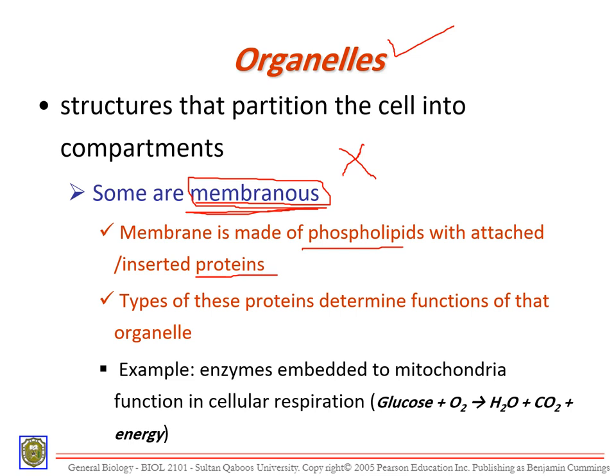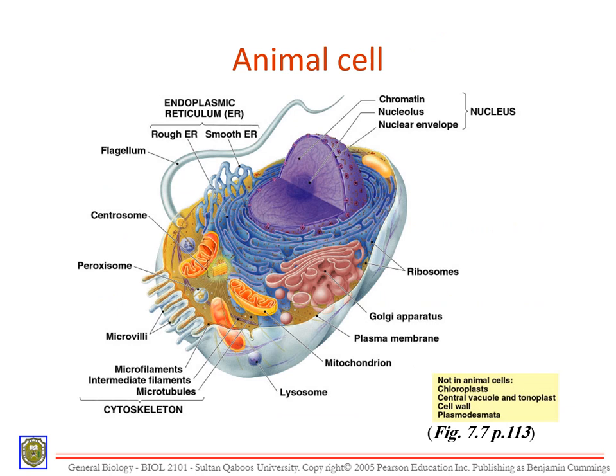So in the mitochondria, which is responsible for releasing energy in the cell, they have lots of enzymes in them. And their function is cellular respiration. So it combusts glucose, or converts glucose in the presence of oxygen, into energy. That's an organelle. Let's look at the animal cells.